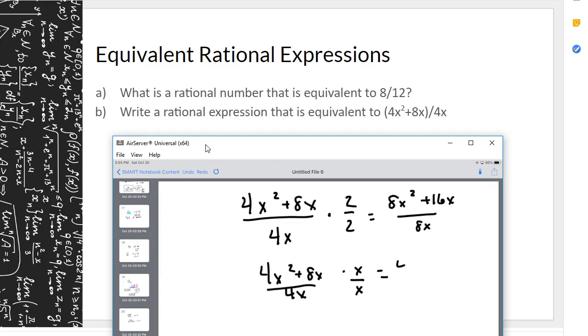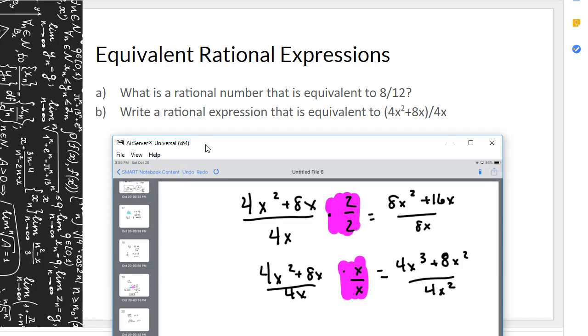Well, this will equal 4x cubed plus 8x squared over 4x squared. Again, these are equivalent rational expressions. Now, why can we multiply by 2 over 2 or x over x? Aren't we changing the equation? Well, think about it. What's 2 divided by 2? That's 1. So all we're doing is actually multiplying this expression by 1 to create an equivalent rational expression.